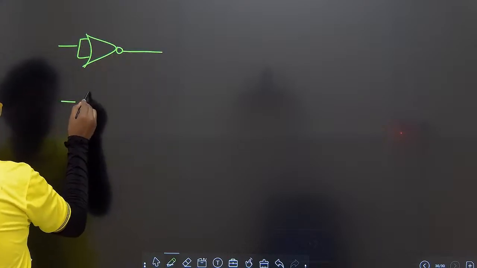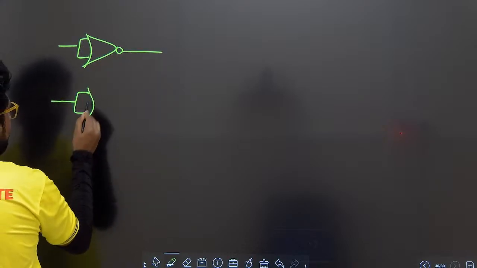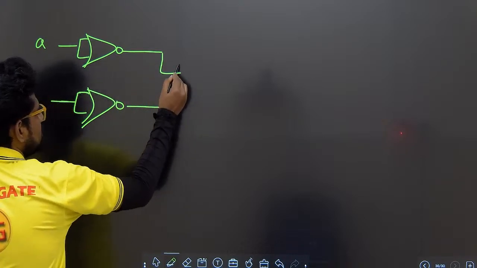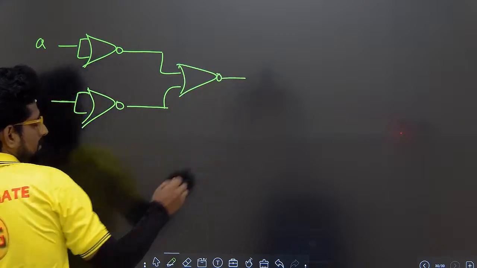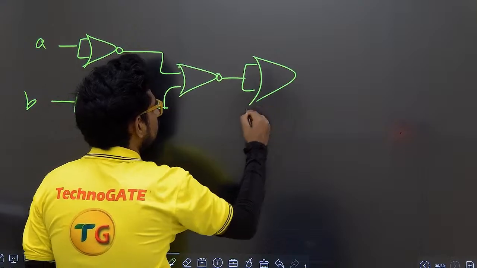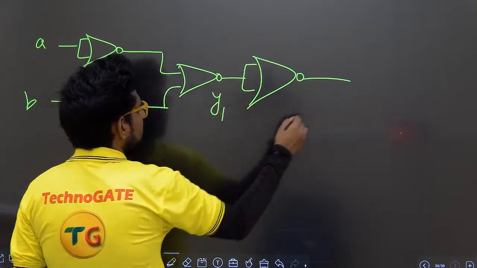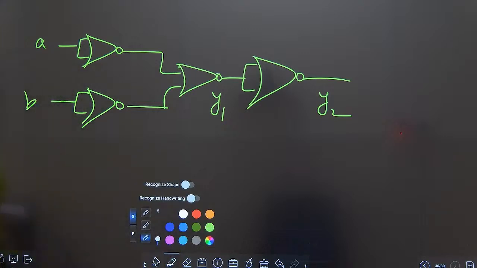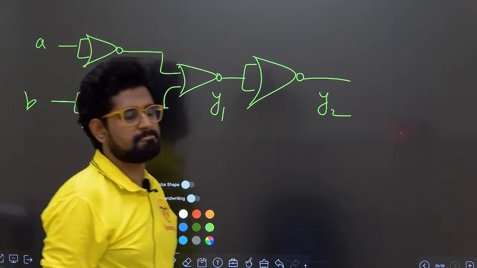I am giving another structure. This is A, this is B. You need not draw, you should just name what the values are. What is the output at Y1 and Y2? Try to do the analysis for these two.